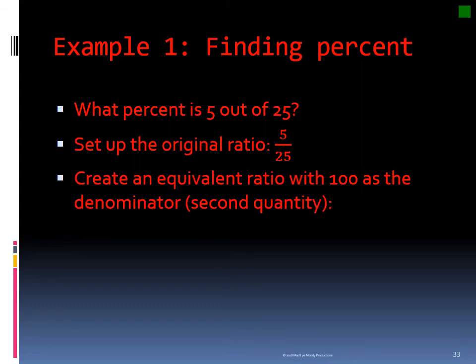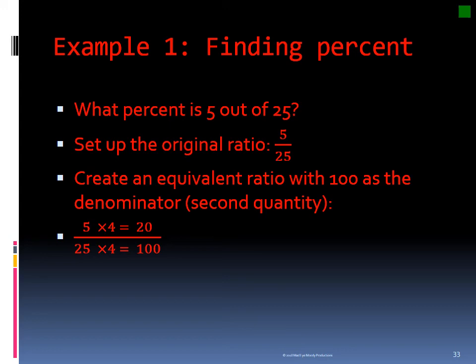Now we're going to create an equivalent ratio with 100 as the denominator, so our second quantity. So we're going from 25 to 100. That means we're going to be multiplying because we're getting bigger, and we have to have 4 25s. 4 25s gives us 100. So if we have 4 25s, we also need 4 5s. So we can use this information to create an equivalent ratio.